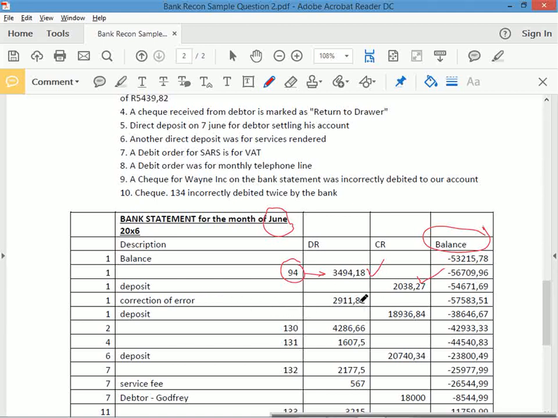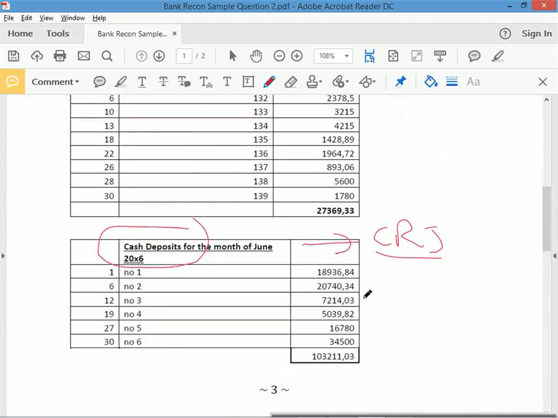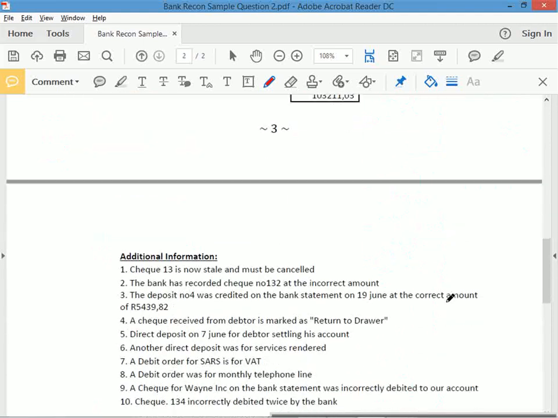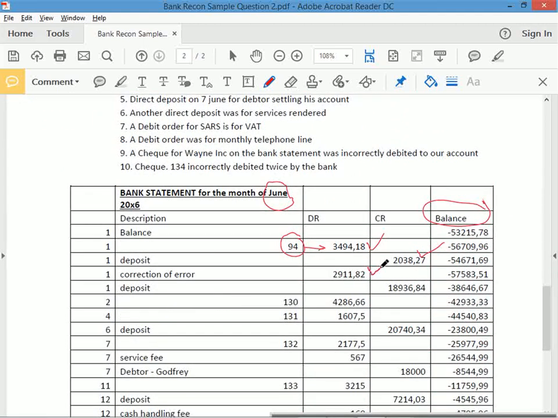Correction of an error. 2,911.82. I need to confirm, did the bank correct an error? Well, errors will appear in the Bank Recon. There's the bank error. So last month, the bank made a mistake. They fixed the mistake, so I can tick this amount, and I can tick that amount. The error has been processed.